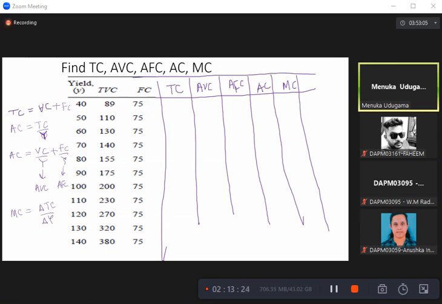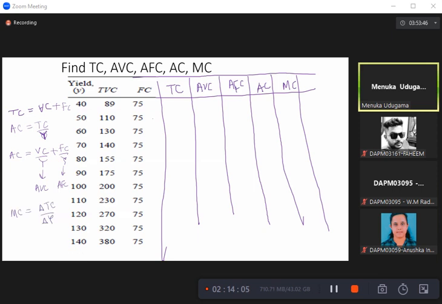Right. So what do you see here? We see that as yield increases, when you produce 40, the variable cost is 89, fixed cost is 75. But you can see that as you increase the yield, the total variable cost increases gradually, but the fixed cost remains constant. Why? Because it does not depend on the yield in the short run, but in the long run, this will also change. Right. So now, can you calculate these values?